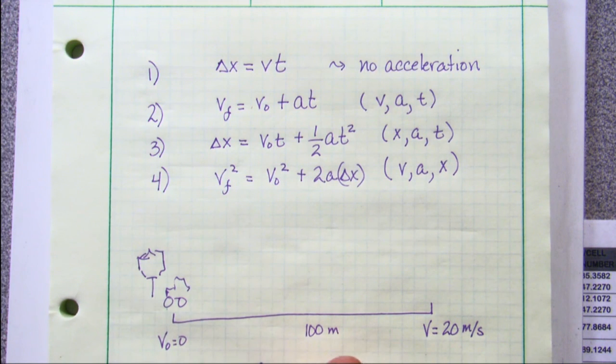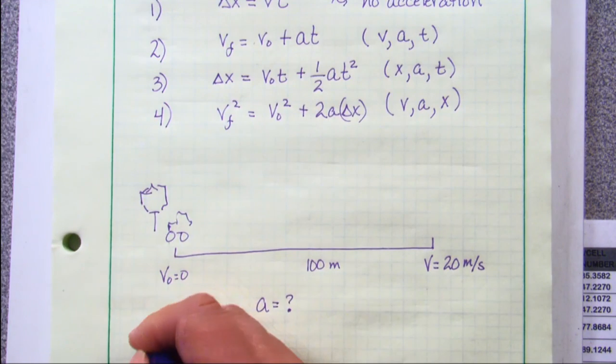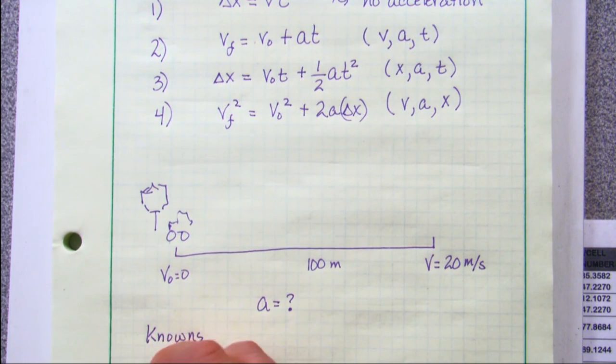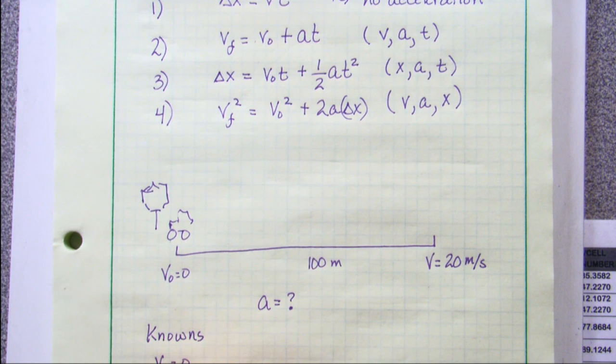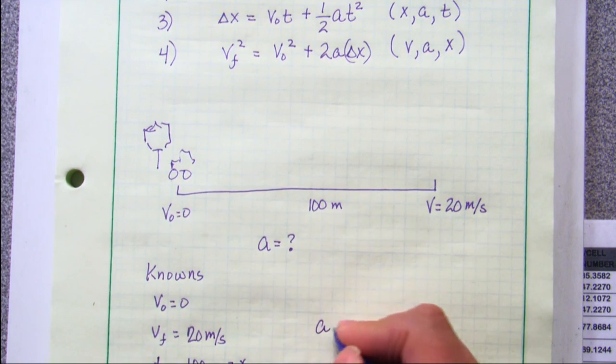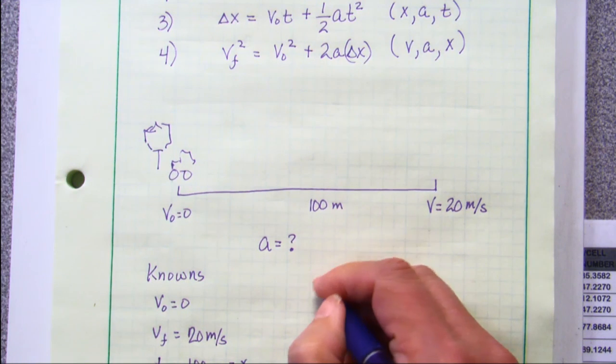I want to know the acceleration. So let's look at our knowns. Our knowns, we know the initial velocity, that's equal to 0. We know our final velocity, that is 20 meters per second. I've got a position or distance, which is 100 meters, which is going to be my x. And we want to know a. This is my unknown.